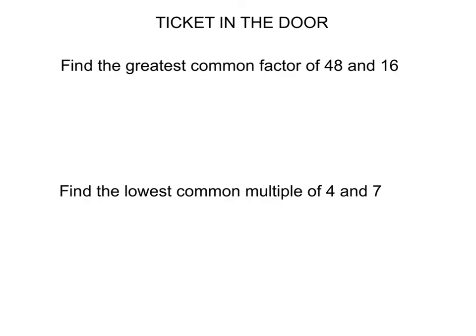So your ticket in the door for tomorrow is going to be to find the greatest common factor of 48 and 16, and to find the lowest common multiple of 4 and 7. Now remember, all of these things were reviewed from last year, so if you're really struggling or you don't remember how to do this, go back, watch this video again, or go back and take a look at your notes from last year if you still have them, or the Moodle from last year, or you can go onto the internet and do some review on factors and multiples.